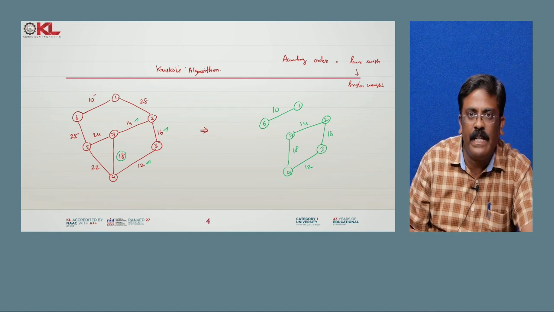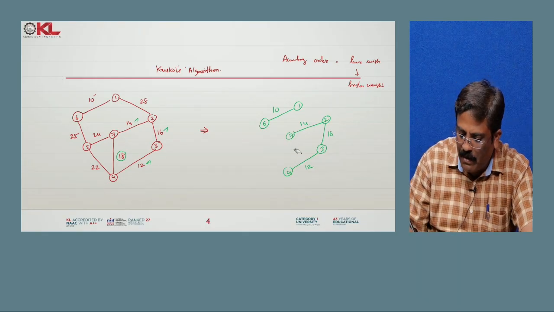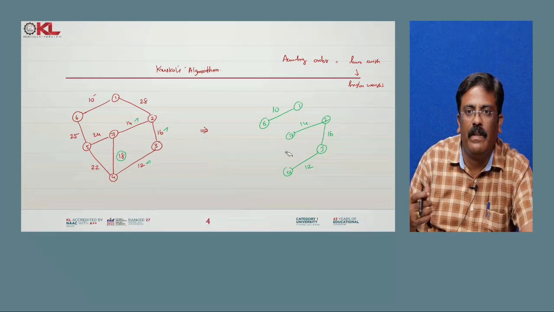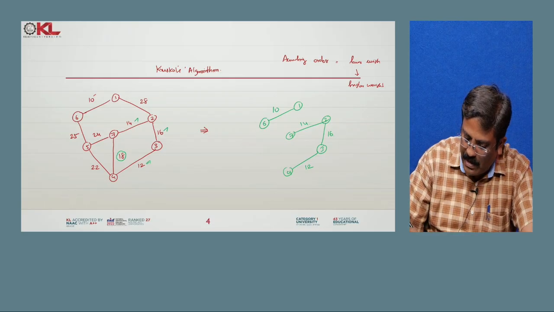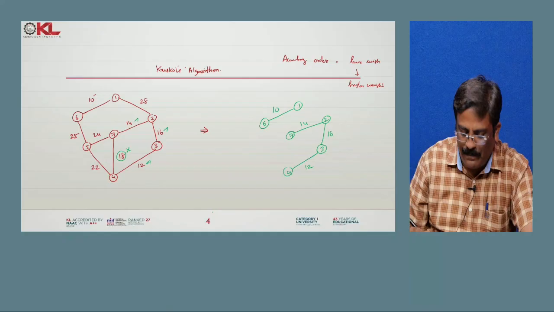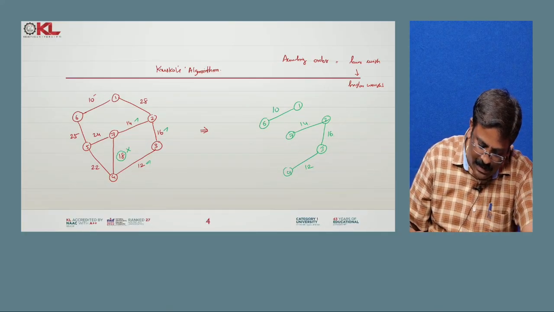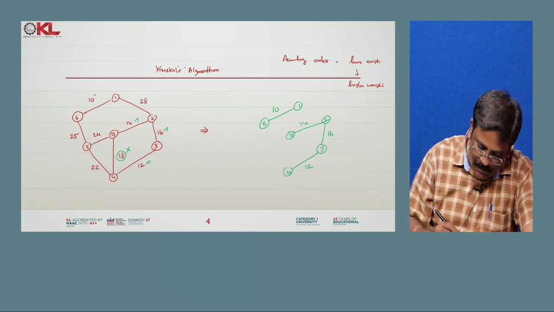So Kruskal says that even though it is the least weight available, if there is any loop being formed, we should not choose that one for our selection. So we are not going to choose this one, we are going to avoid this 18. So what else is going to be available that is larger than this 18? Next is nothing but 22.